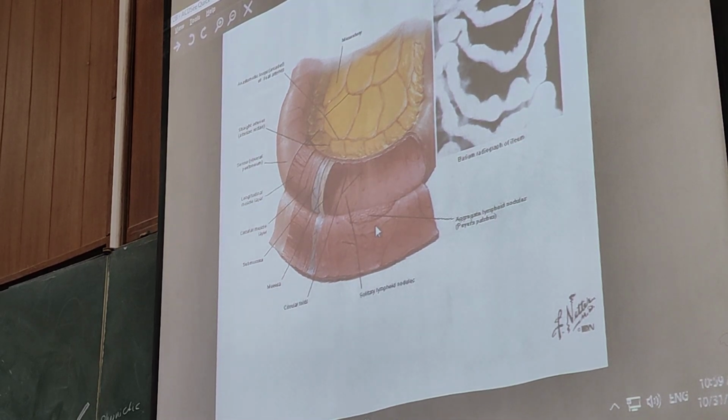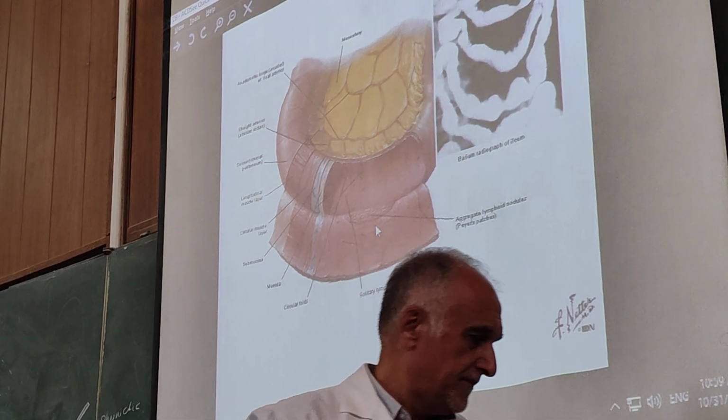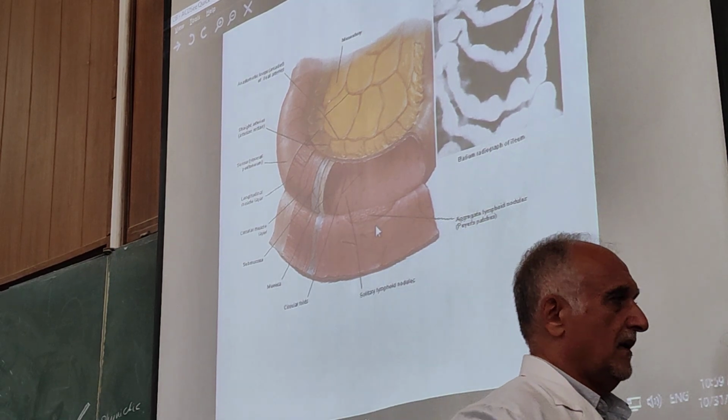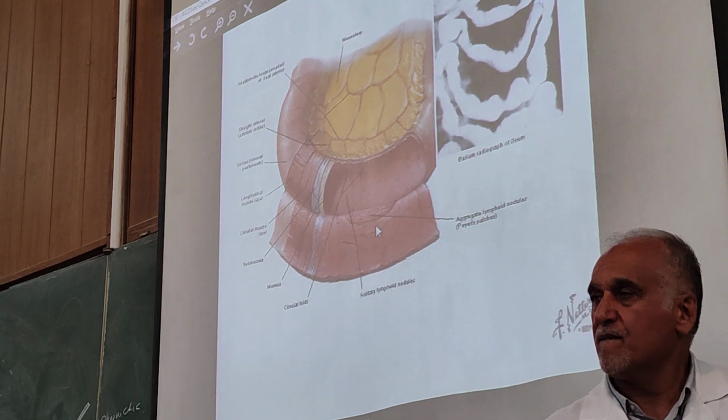Clear? Not so much. A volunteer, tell me about the location of the Peyer's patches. It's on the anti-mesenteric part of the ileum, and when we want to see the Peyer's patches, we have to go above or below it so that we shouldn't make any cuts in the mesenteric.